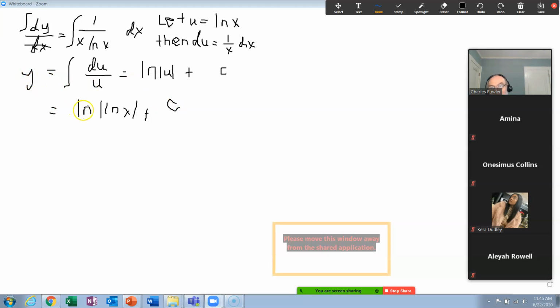Y is equal to log of log x plus c. Okay. And you could always go back and take a derivative of that. Dy dx would be 1 over log x times chain rule 1 over x. And sure enough, that's what you get here. 1 over x log x. Perfect. All right. Any questions on that?